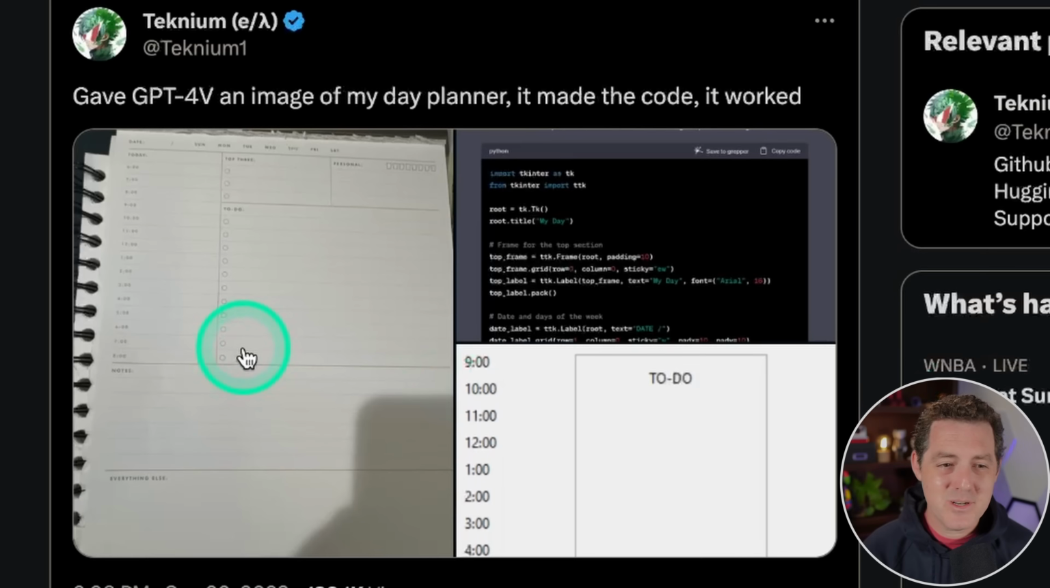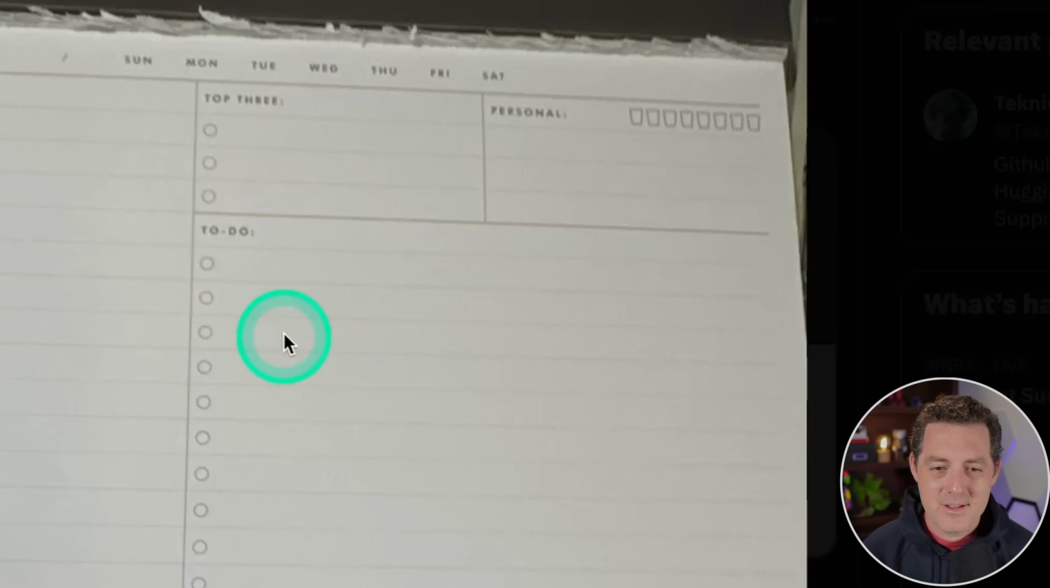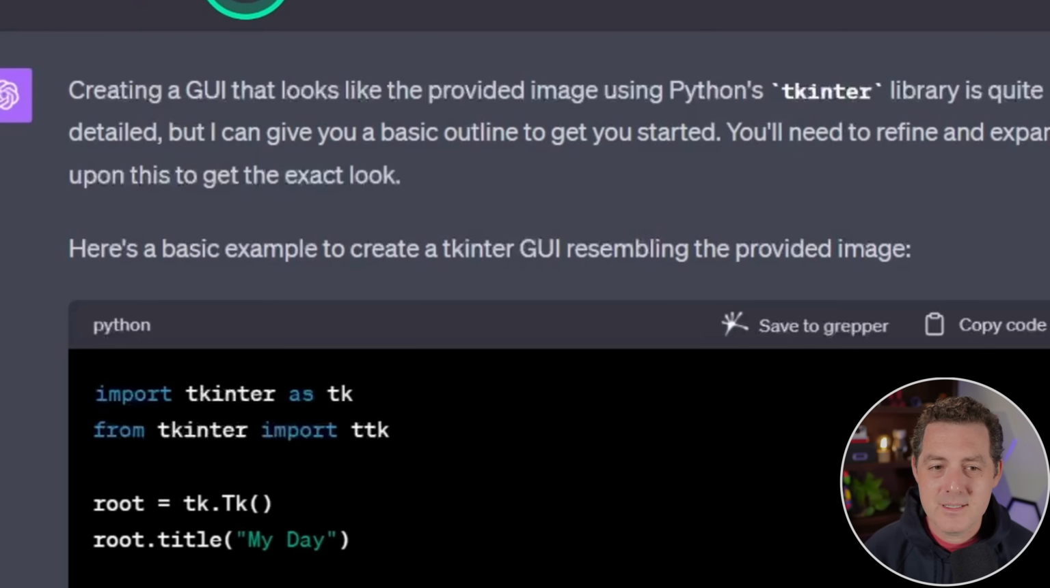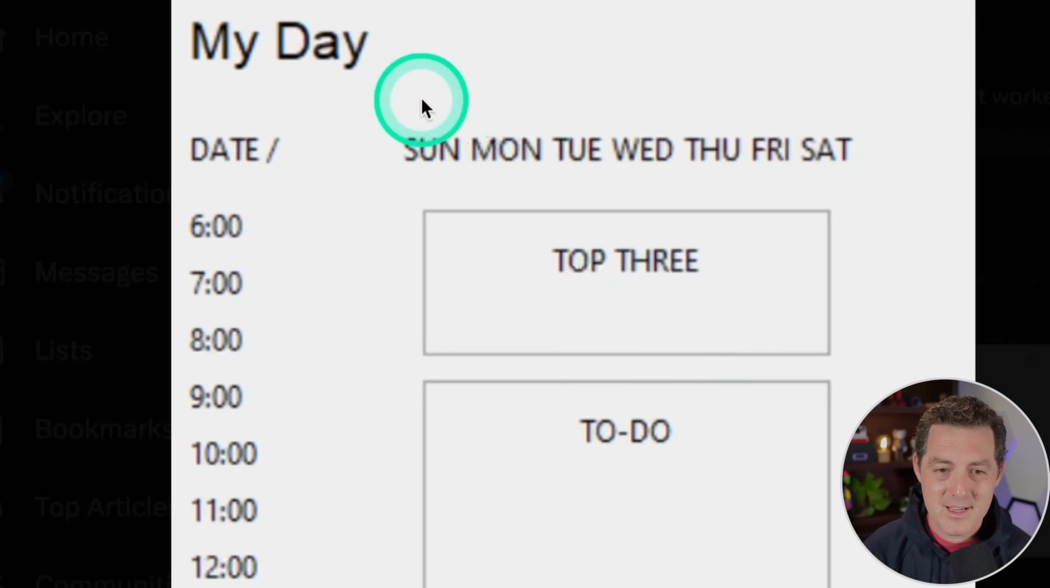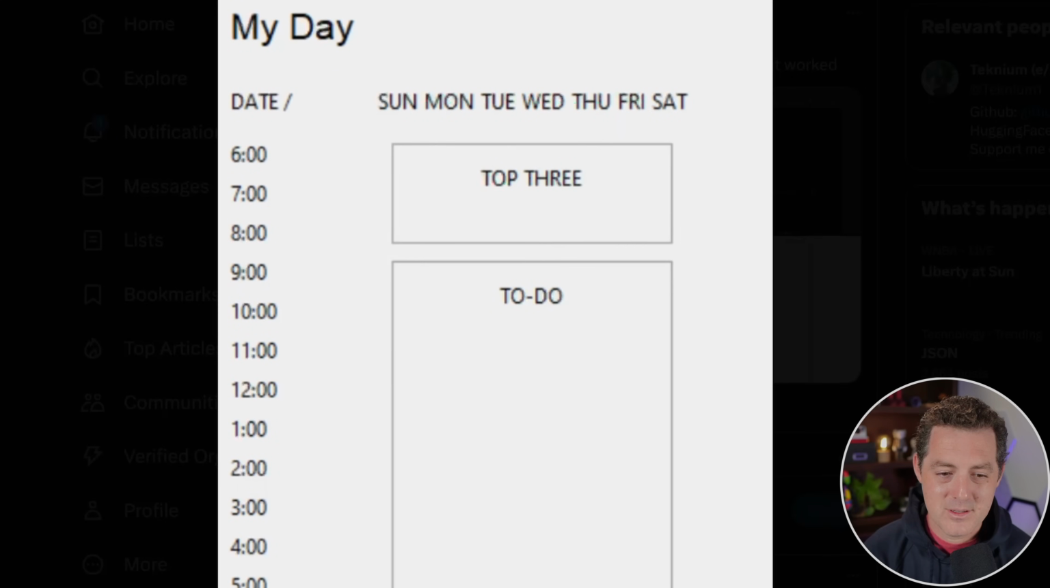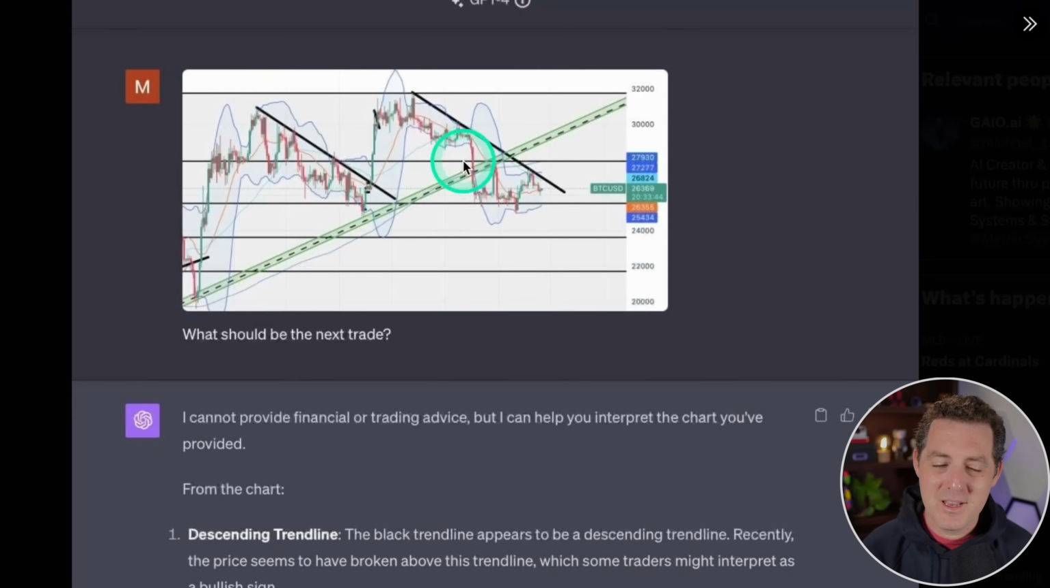All right, this next one again is by Technium. Thank you, Technium. Let's click in. So he took a picture of his day planner, nothing else. This is a typical day planner that you could probably buy anywhere. Make a Python Tkinter GUI that looks like this. So basically take the day planner and make it into an actual application. And it was able to do it. Let's take a look at the actual design. And here it is. Top 3, to do, personal, notes, nothing else. So really impressive.